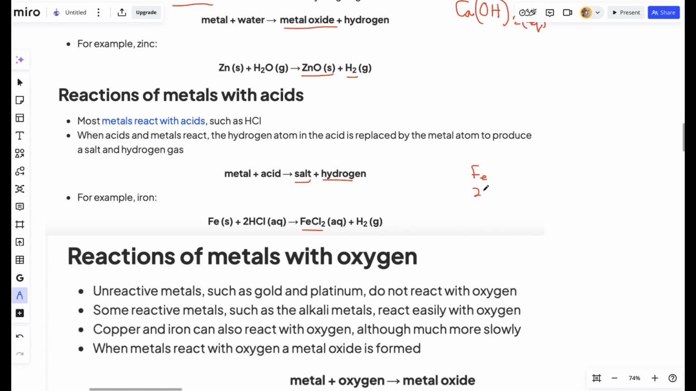Iron has 2 plus. It's a transition metal, in the periodic table. Iron is a transition metal, so they have variable numbers, like 2.